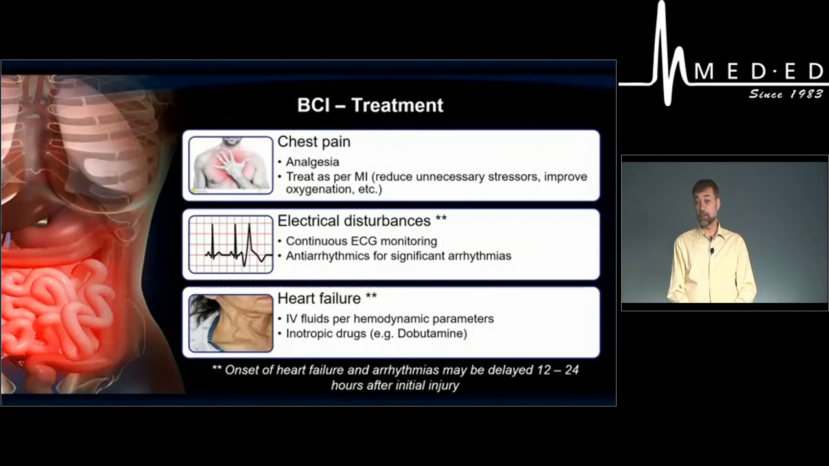Now, for the electrical disturbances, again, the patient should be admitted to a monitor unit, and then if arrhythmias arise, they should be treated with antiarrhythmics as per ACLS protocols. For the heart failure, one of the biggest things we're going to see as the right side of heart failure sets in is hypotension. So the patient may require IV fluids as per their hemodynamic parameters to improve their cardiac output. Positive inotropes could also be used like dobutamine to improve cardiac output.